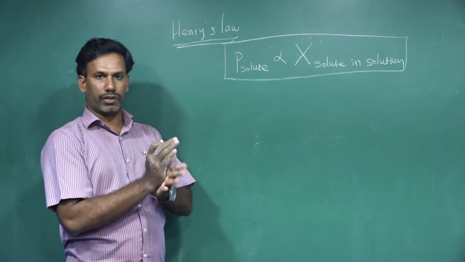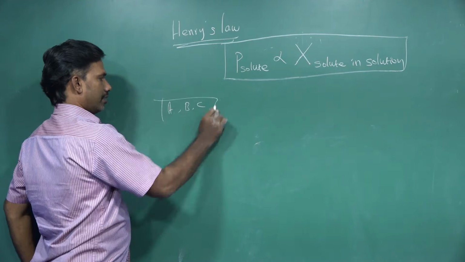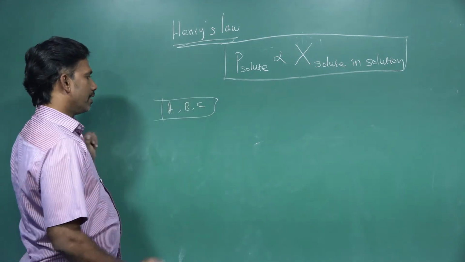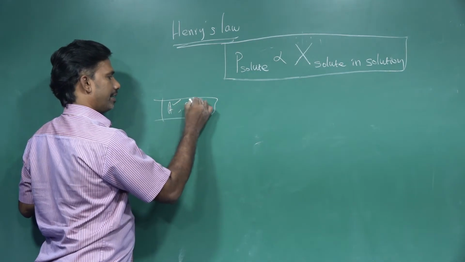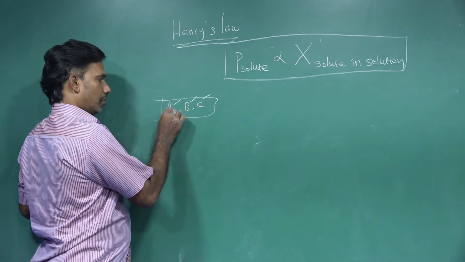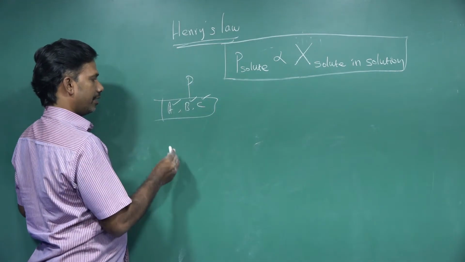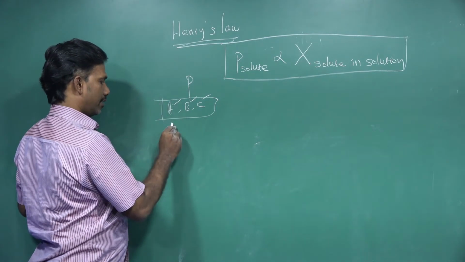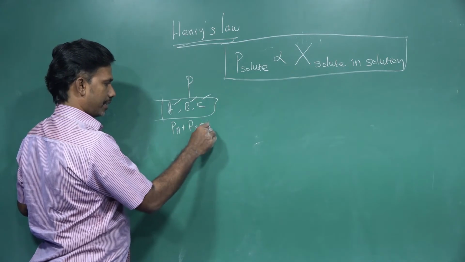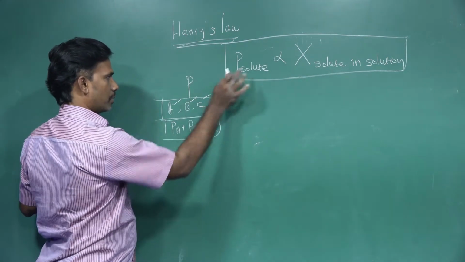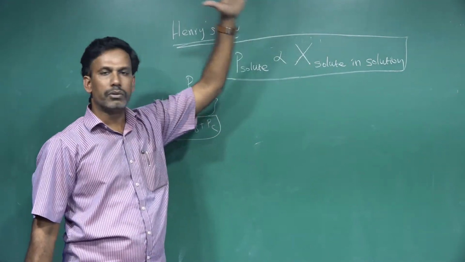If a gas contains more components, say components A, B, C like this, the total pressure is the sum of the pressures exerted by A, B and C. What is the pressure of A? That is called partial pressure. Total pressure is the pressure of A plus pressure of B plus pressure of C. So here we are considering the solute: the pressure of the solute is directly proportional to mole fraction.